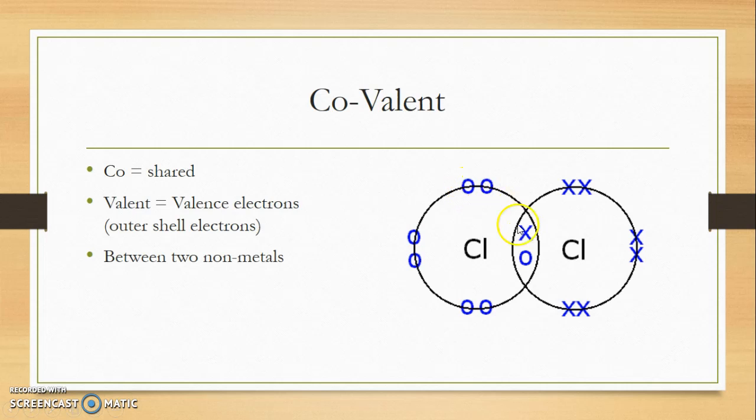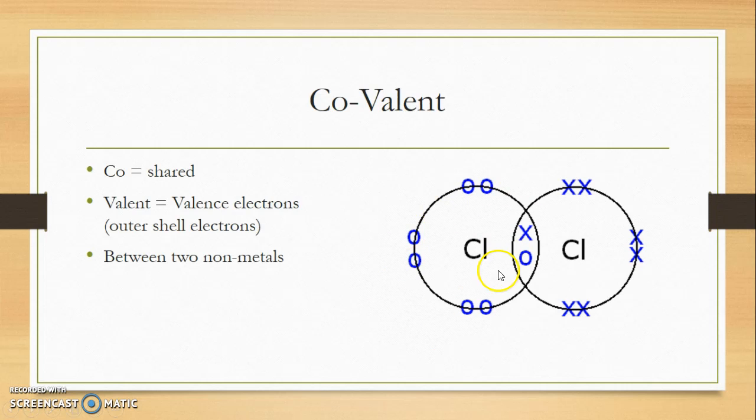So this chlorine here has 1, 2, 3, 4, 5, 6, 7, 8, and this chlorine here ends up with 1, 2, 3, 4, 5, 6, 7, 8. Each of them ends up with a full outer shell by sharing these electrons. And these are between two nonmetals. If you think about the periodic table, it's only the nonmetals to the right that will bond covalently. The only thing to realize is that hydrogen also bonds covalently.